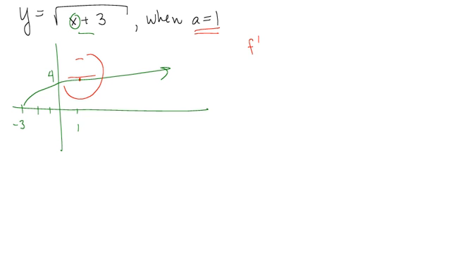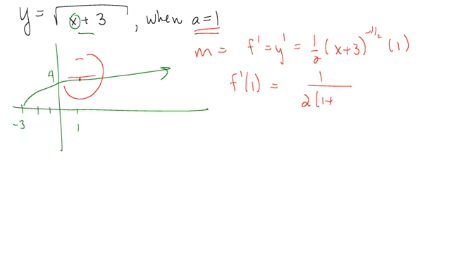So the equation of the tangent line starts with the derivative, or y prime, which is 1/2 times x plus 3 to the negative 1/2, times the derivative of the inside, which is just 1. And I want to specifically find the slope of the tangent line at x equals 1. So y prime at 1 is 1 over 2 times (1 plus 3) to the 1/2.